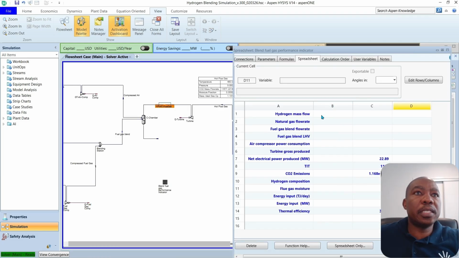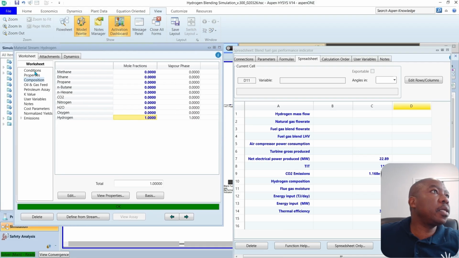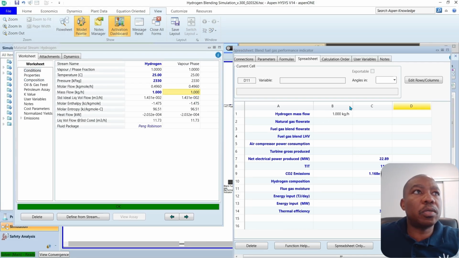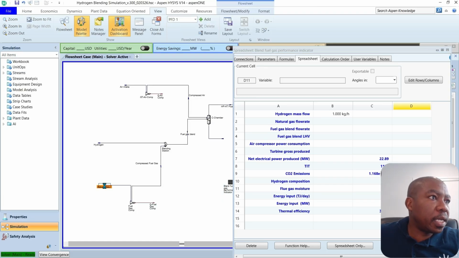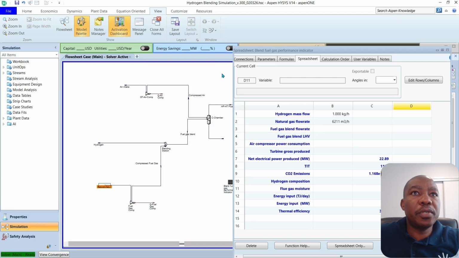Now let's get these key performance indicators for the hydrogen case. The hydrogen mass flow will be coming out from this stream here, and that will be in the conditions. The mass flow at the moment is just 1, but that's going to change pretty soon. And then the natural gas flow rate is this stream there. If you remember from the base model, that was 6,211. We calculated that using the heat rate of that turbine that the manufacturer specified.